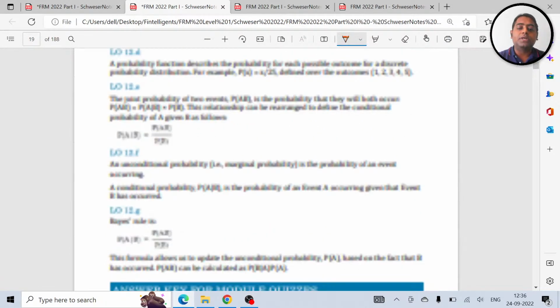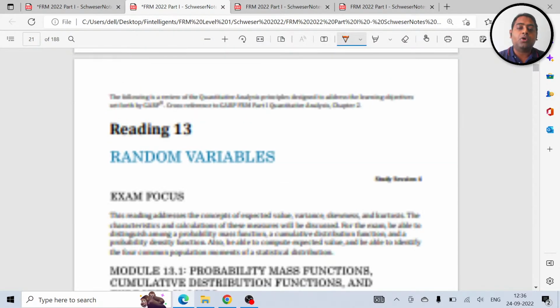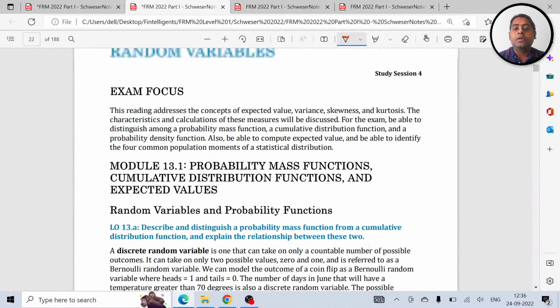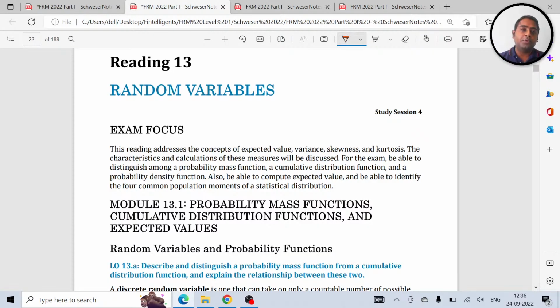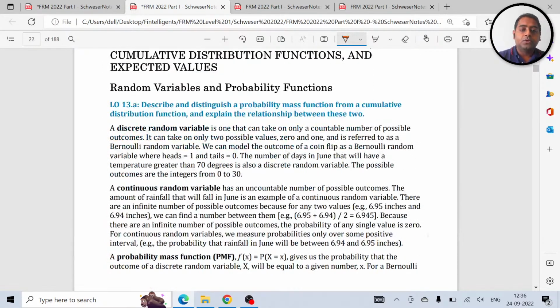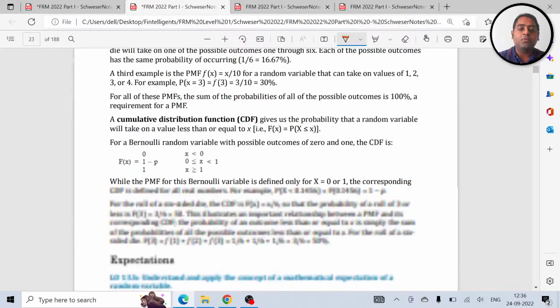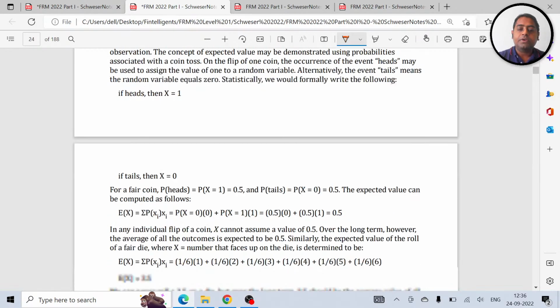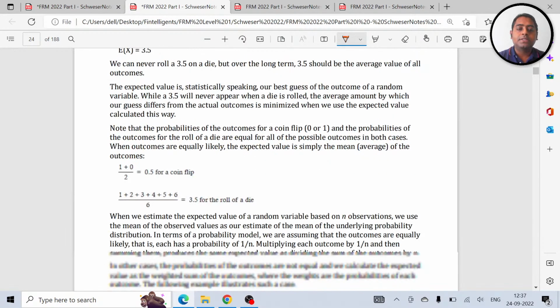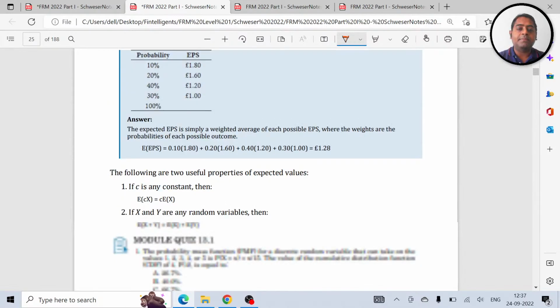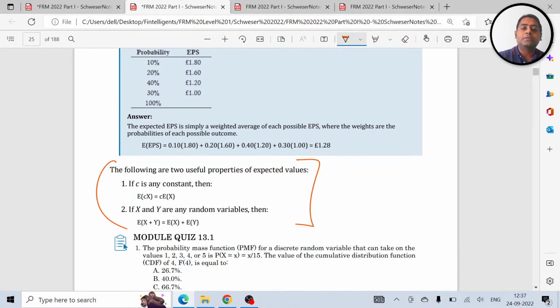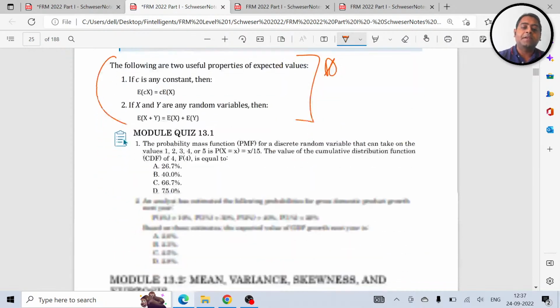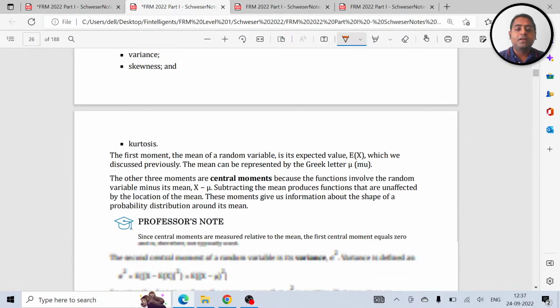Let us move towards the next chapter, which is random variable. Random variable is a building block for the next chapter, common univariate, because in this chapter they're telling you what is discrete, what is continuous, and all of that. As I move ahead, I'm just going to the important sections which I feel can get tested. Expectation is again basic mathematics. You can focus on these two properties of expectation from the exam perspective.